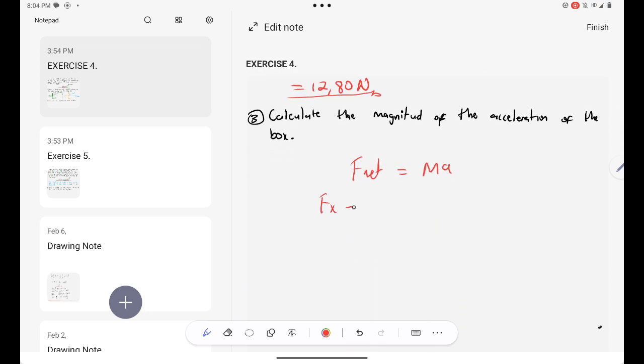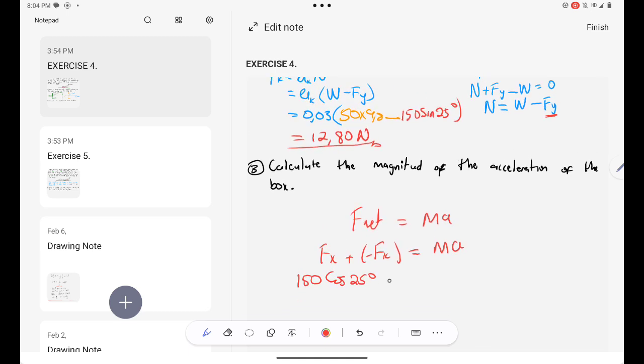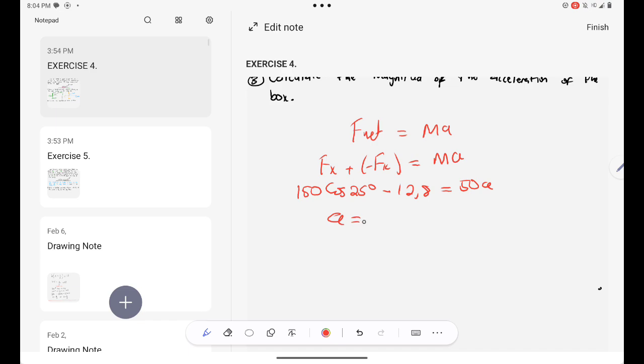We simply have Fx plus a negative kinetic friction being equal to ma. Are you together? So Fx is just the magnitude of the applied force multiplied by the cos of the angle of inclination, minus 12.8 is equal to 50a. So our acceleration is just equal to 150 cos 25 minus 12.8 all over 50.